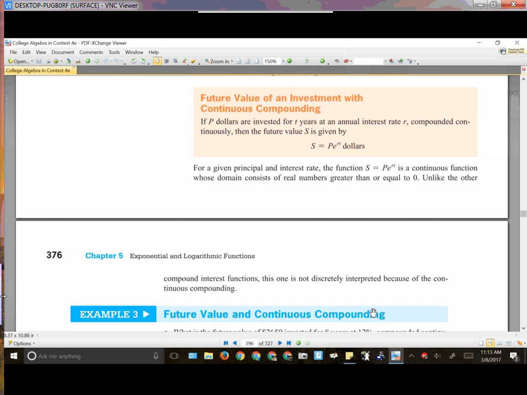Now, there's another formula that I need you to make sure that you have written down. I generally refer to this one as PERT, P e to the r t. This is a continuous growth model. So when we're talking about money, this is continuous compounding. I have yet to run across any financial institution that even so much as closely comes near this.